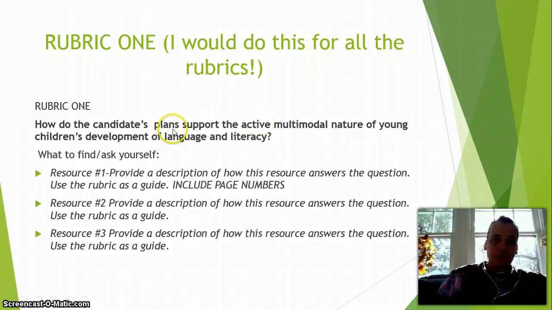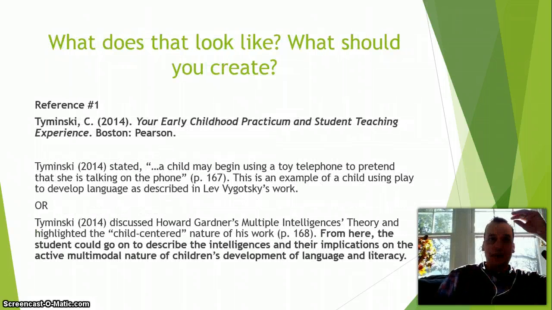All right. So what I would do is, okay, how am I going to do that? I would ask yourself, I would look for 3 resources where I find some evidence of, what the heck does that mean? Multimodal nature of young children's development. I would include 3 resources where they discuss learning styles, or multiple intelligences, whatever you know.